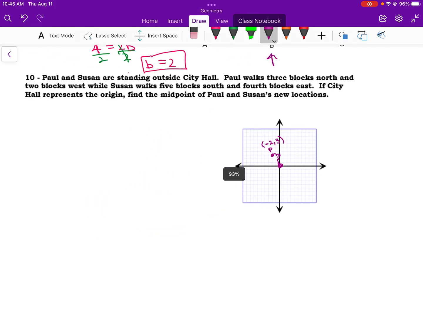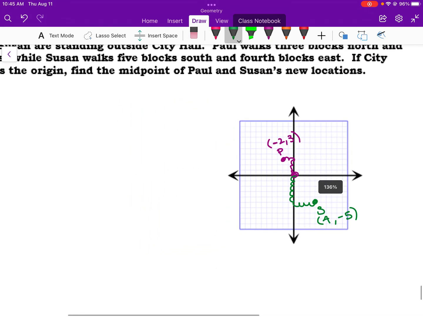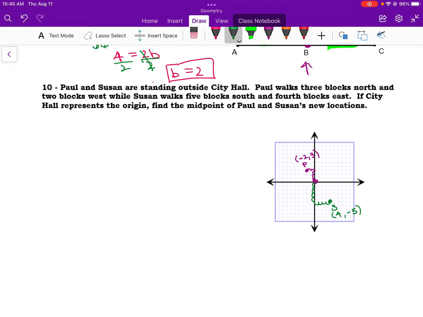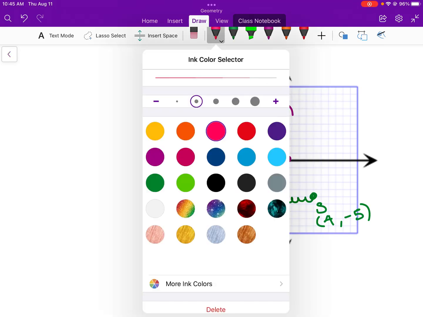Then Susan walks 5 south and 4 east. So Susan is 5 south, 1, 2, 3, 4, 5, and 4 east, 1, 2, 3, 4. Because we read the x value first, that's actually (4, -5). If City Hall represents the origin, which we already set up, we want to find the midpoint. Like if the two of them were to walk toward each other, where would they meet, if they're walking the same distance?